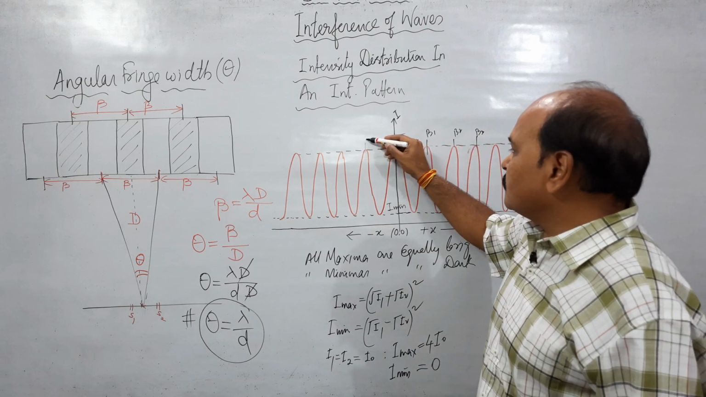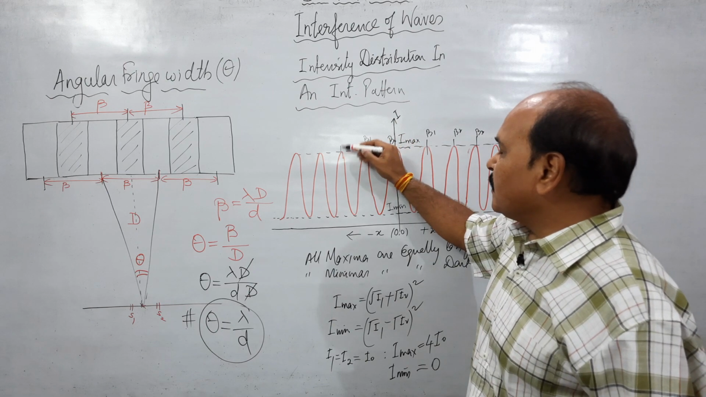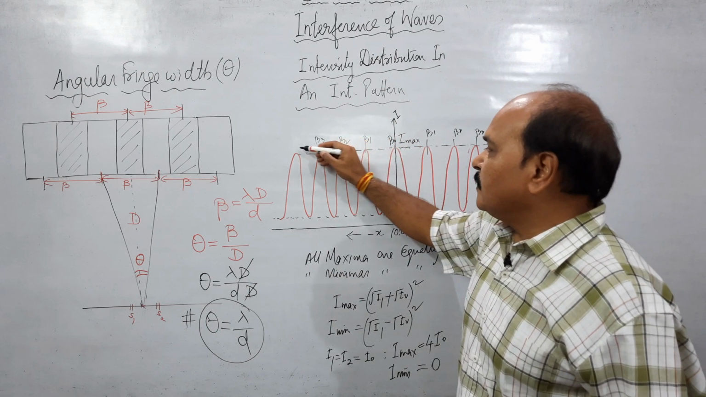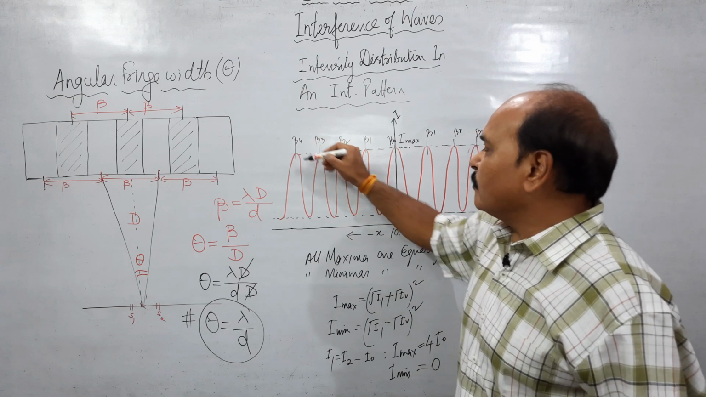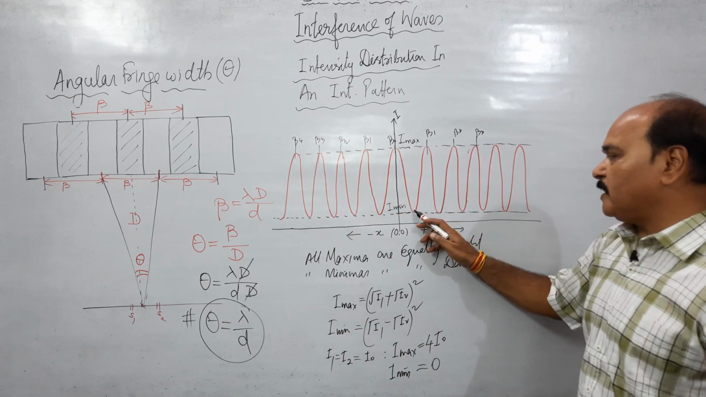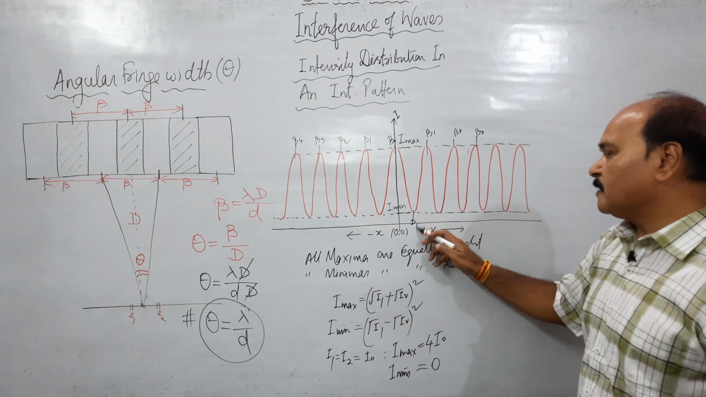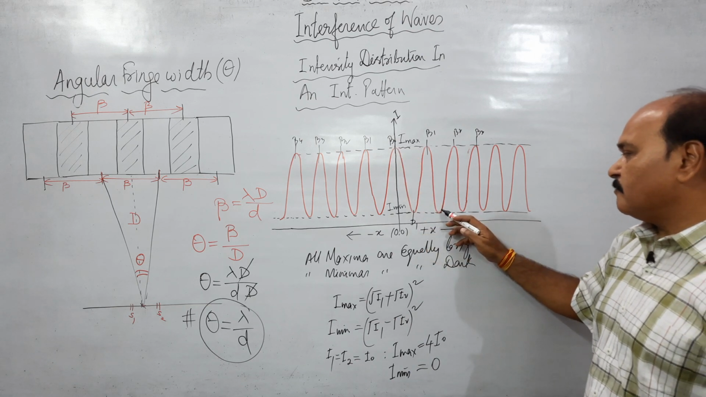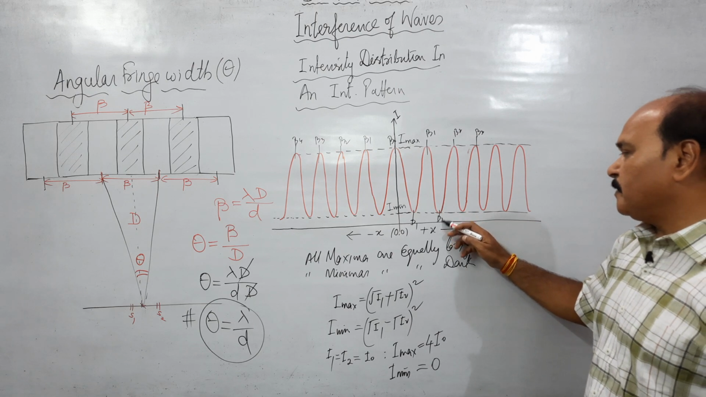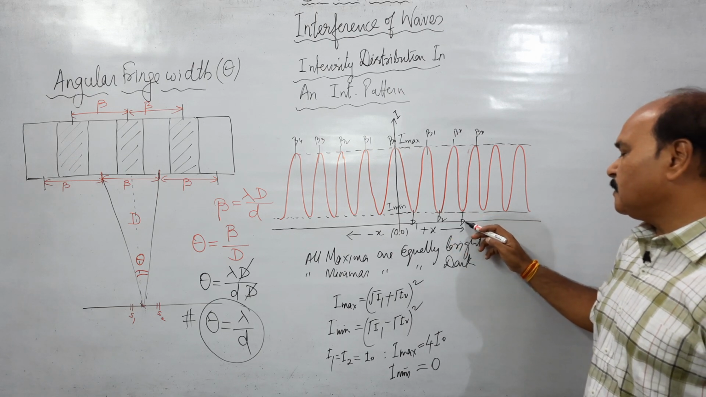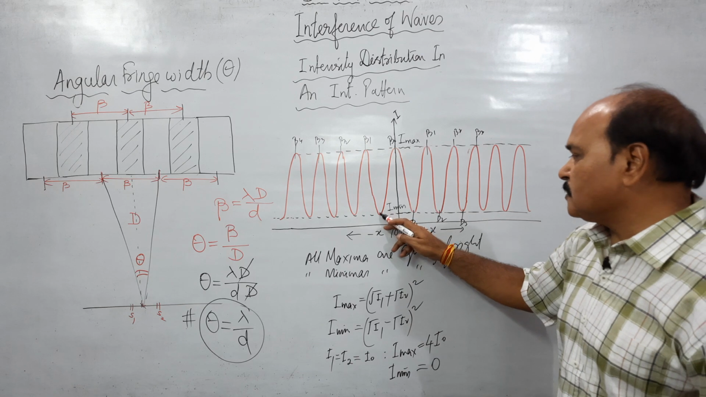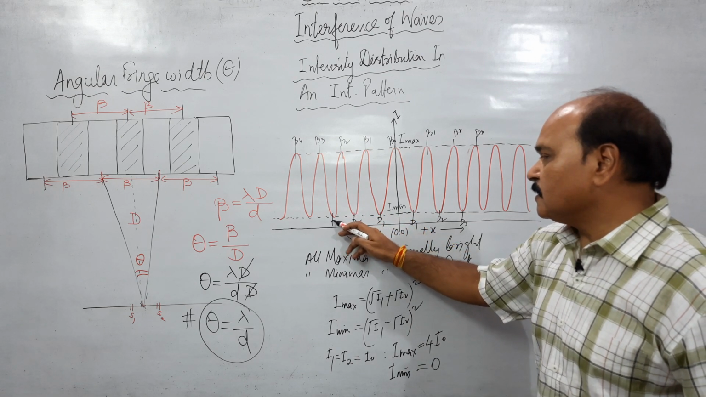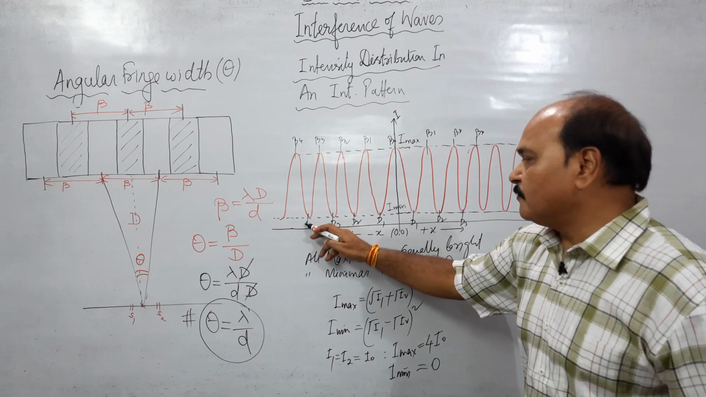Likewise, here also we have bright band number 1, this is bright band number 2, this is bright band number 3, and then we have bright band number 4. And in between these bright bands, what do we have? This is dark band number 1. See, after the central maximum, we have the first dark band, first minima, then we have the second minima, then we have the third minima, and so on. Likewise, here also this is D1, this is D2, this is D3, this is D4.